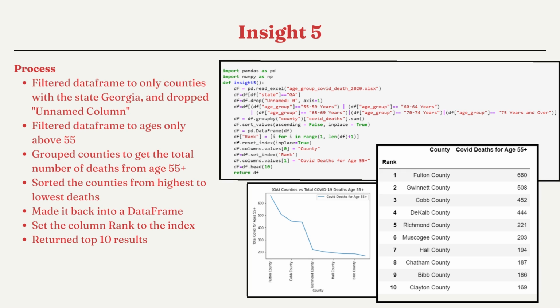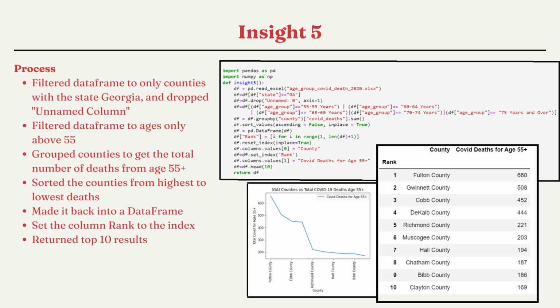For Insight 5, we wanted to see specifically where in Georgia was affected the most by COVID. To truly see this, we looked at where the most deaths happened, specifically in the ages of 55 plus, as most COVID deaths happened in this age group. To achieve this, we first set the data frame so only counties with Georgia as their state would show up. Next, I again filtered the data frame so only age groups of 55 plus would appear.